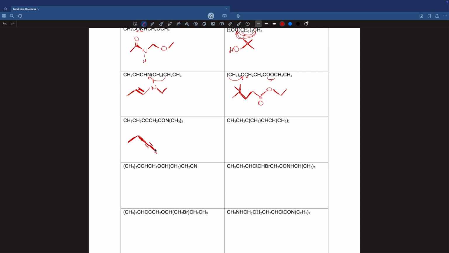This is convention, and most professors would actually mark you wrong if you were to write it like this, like that. That would be wrong for most professors. They would consider that incorrect. And so just be careful. Make sure your triple bonds are always linear.